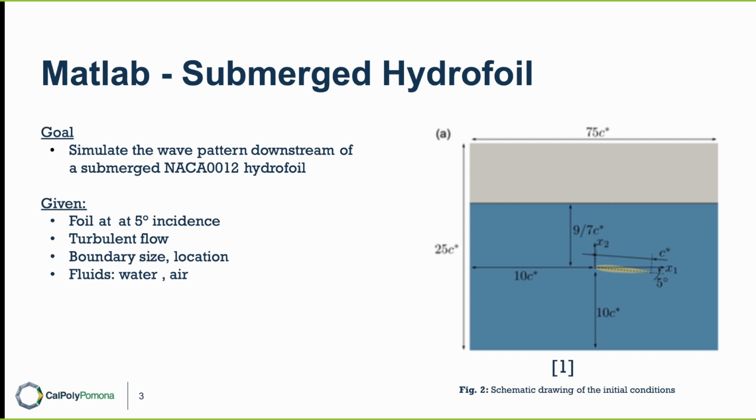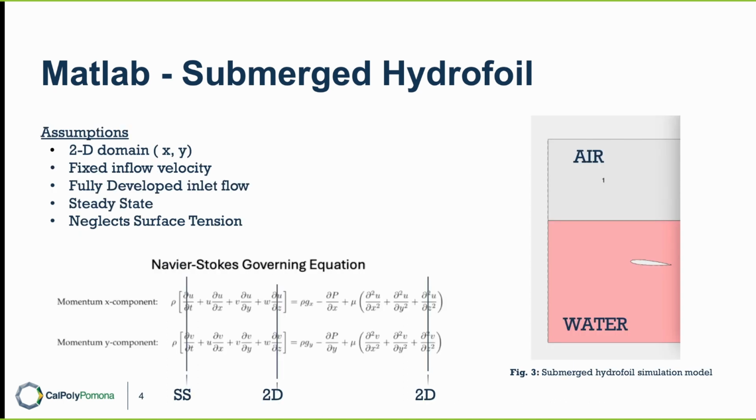Our goal was to simulate wave patterns downstream of a hydrofoil as it's moving through water. The assumptions will be it's going to be on a 2D domain. It's going to have a fixed inlet velocity. It's going to be fully developed at the inlet velocity and steady state. Using this information, we were able to simplify the Navier-Stokes governing equations to this equation right here.